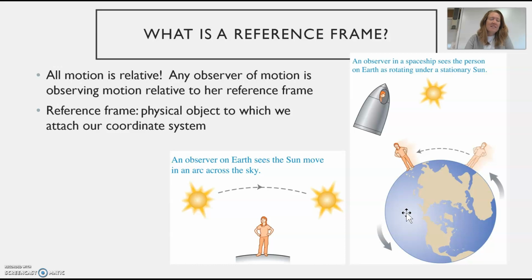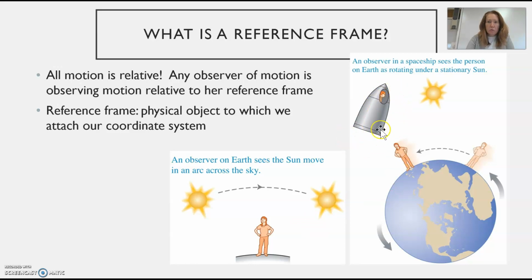Okay, so everything in the universe is moving. Therefore, when you state that something is moving, you need to say relative to the fact that you are moving also. So you can see these two pictures here that an observer on Earth would see the sun move across the sky over the course of the day.